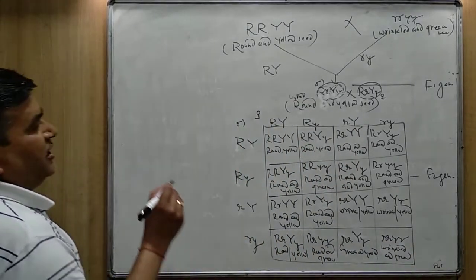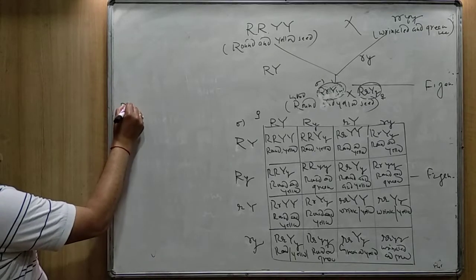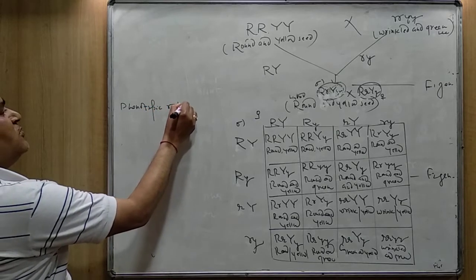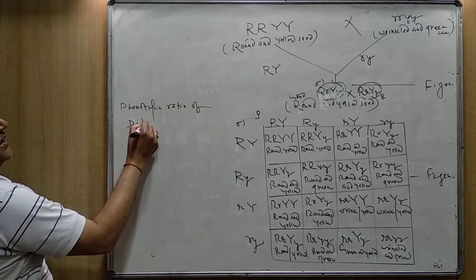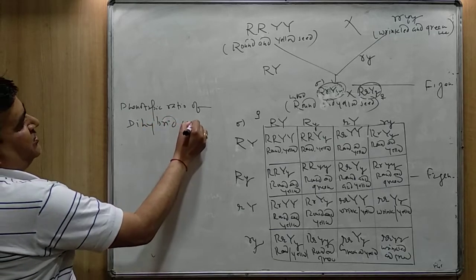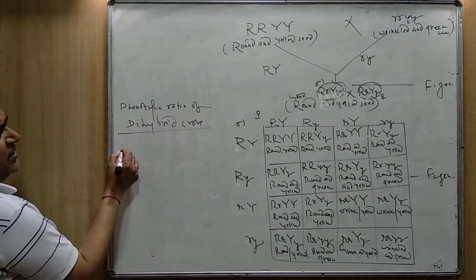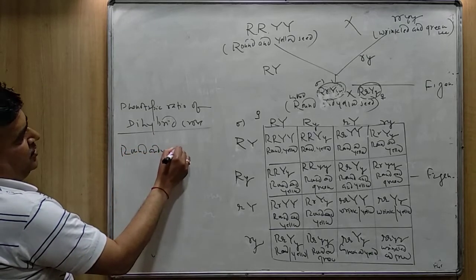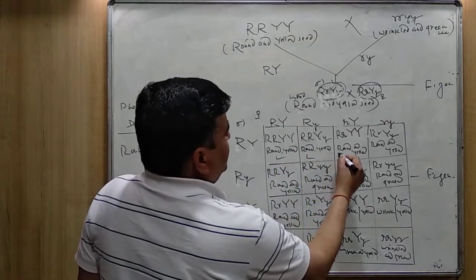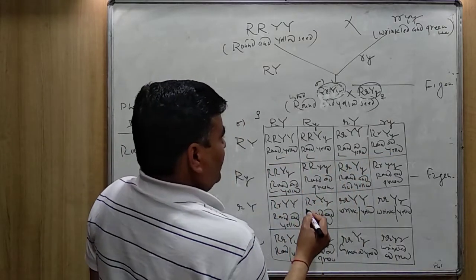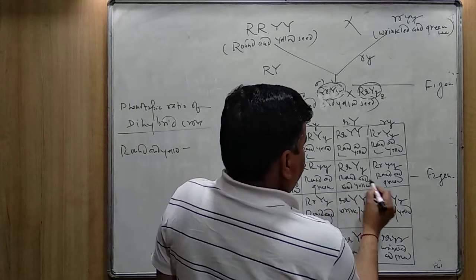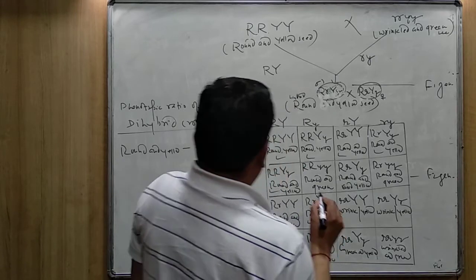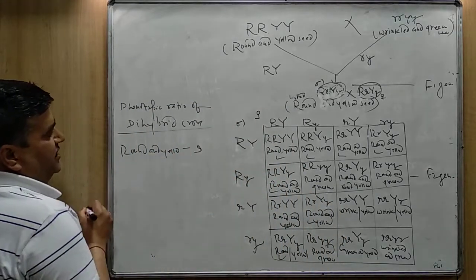Now you write down here how many round and yellow, the phenotypic ratio. Write down here phenotypic ratio of dihybrid cross. How many round and yellow are here? Round and yellow total 1, 2, 3, 4, 5, 6, 7, 8 and 9. Round and yellow seed 9.